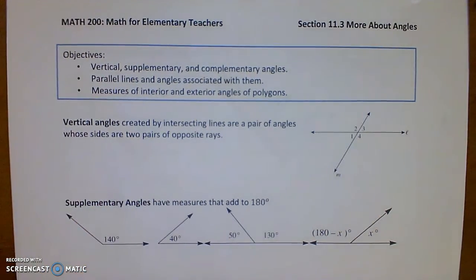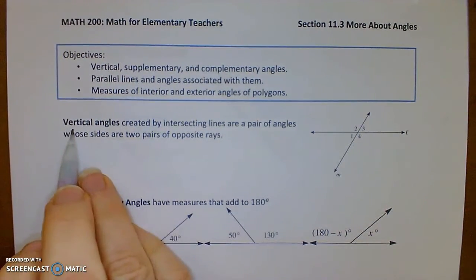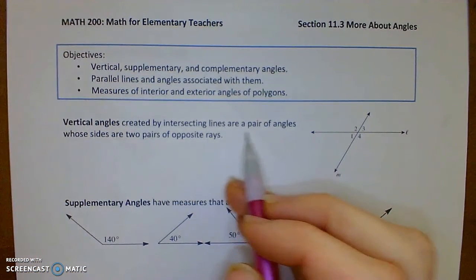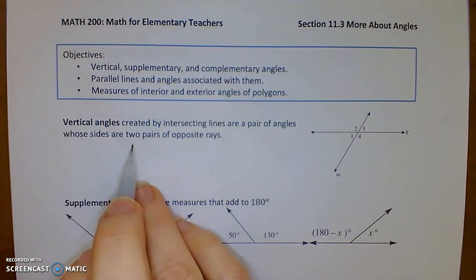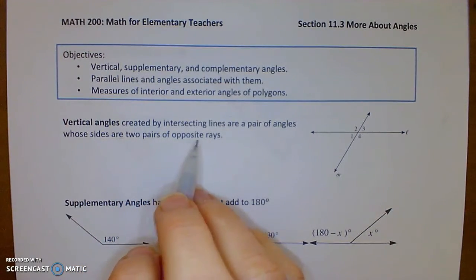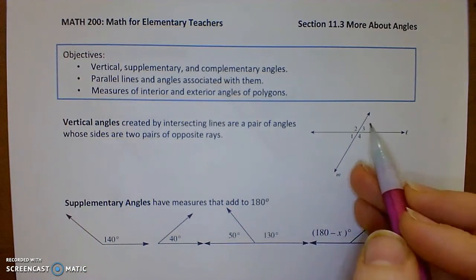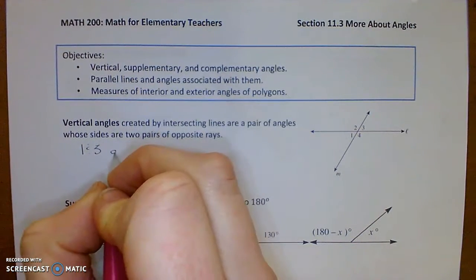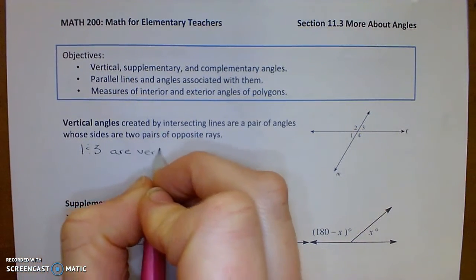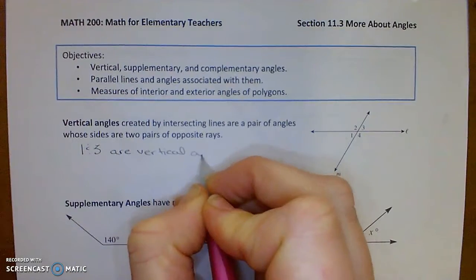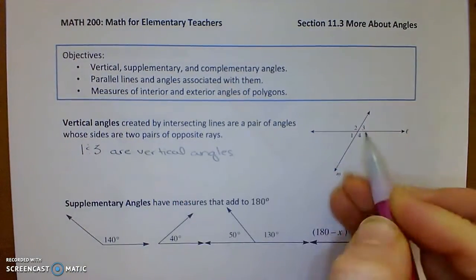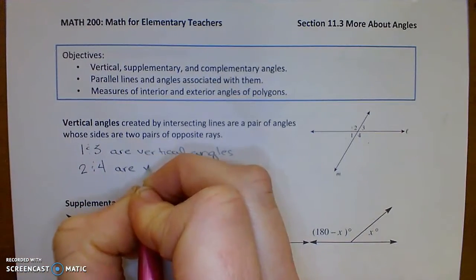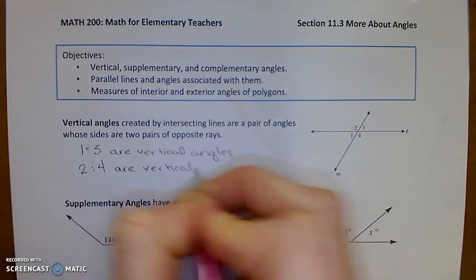So we're going to go through a couple of vocab words here. First, a pair of angles are called vertical angles. They're created by intersecting lines, and they're a pair of angles whose sides are two pairs of opposite rays. So in this example here, angles 1 and 3 are vertical angles, and also 2 and 4 are also vertical angles.